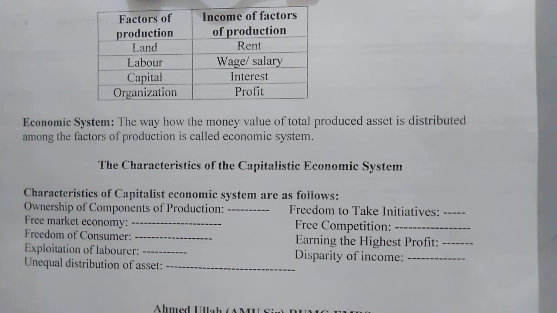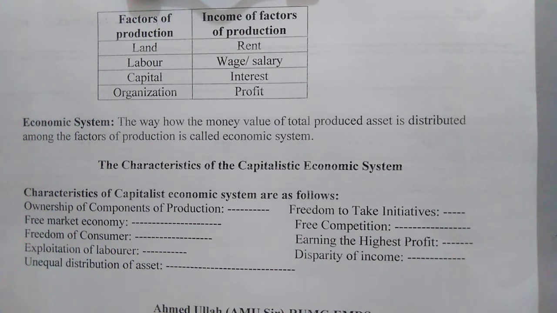Now I would like to discuss economic system. What is economic system? The way how money value of total produced asset is distributed among the factors of production is called economic system. So what is economic system? The way how the money value of total produced asset is distributed among the factors of production, it is called economic system. It depends on the economic system of the country.